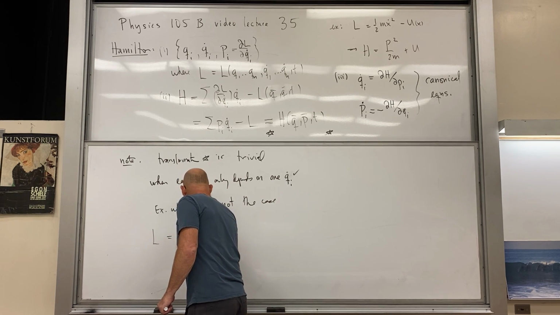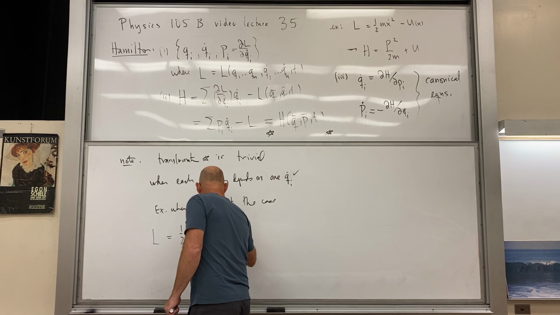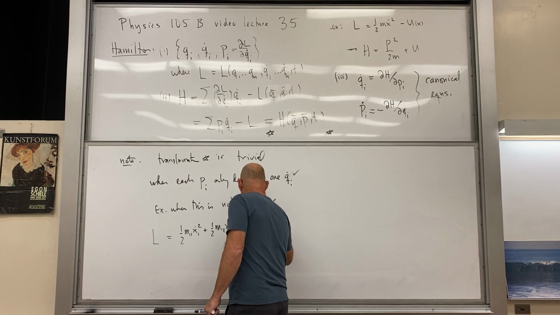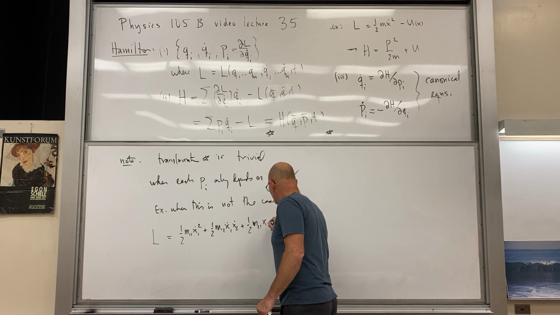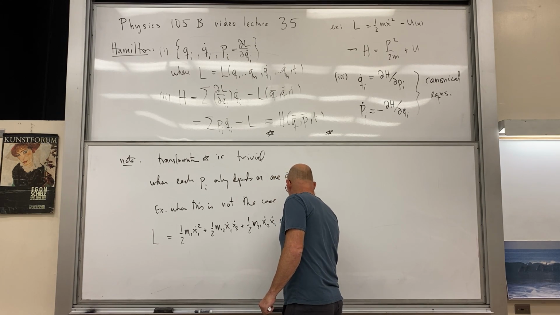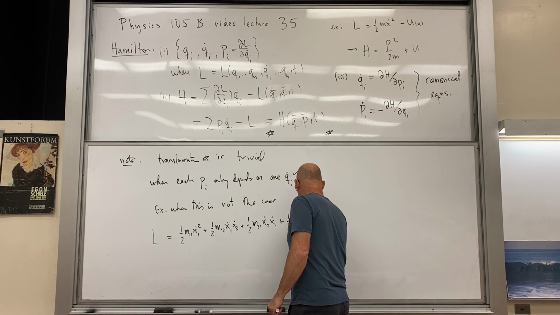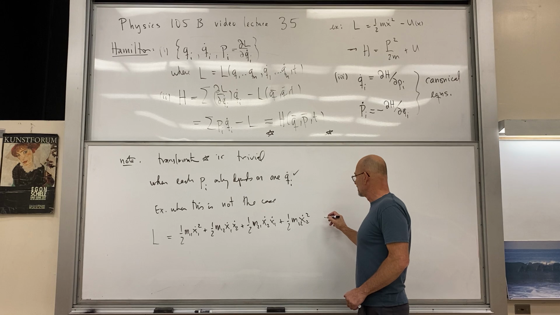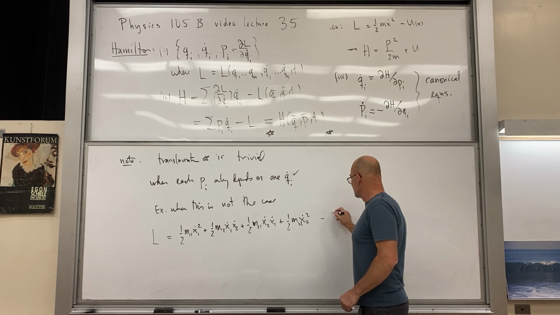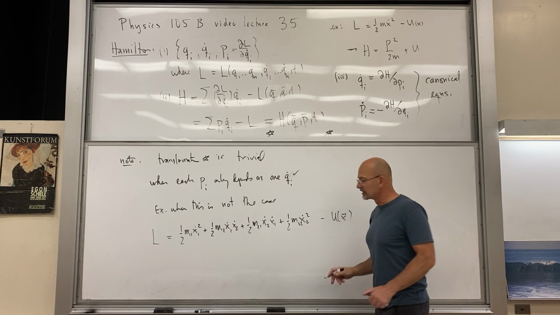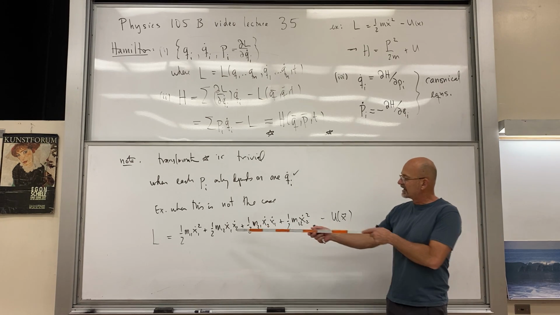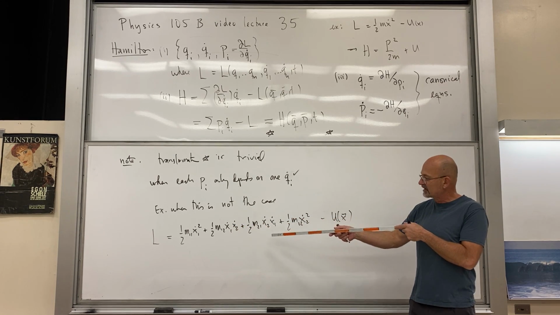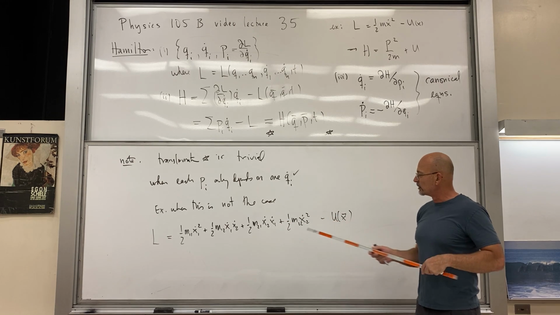M11 x1 dot squared plus 1/2 M12 x1 dot x2 dot plus 1/2 M21 x2 dot x1 dot plus M22 x2 dot squared, and minus u of x. We'll write it that way. Don't want to write out the rest of them. So what we're looking at is the kinetic energy part of a small oscillations problem where the M matrix is not diagonal. Okay, so we've even done a couple of these, so we know that's a real thing.